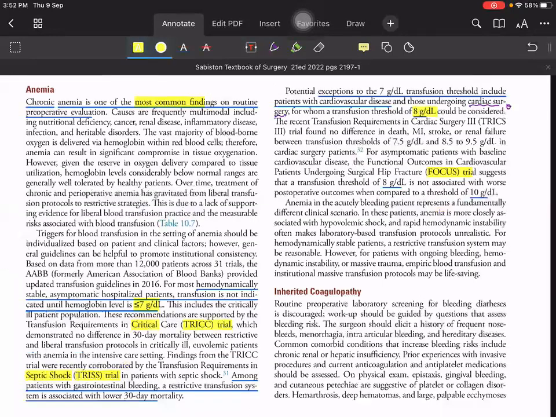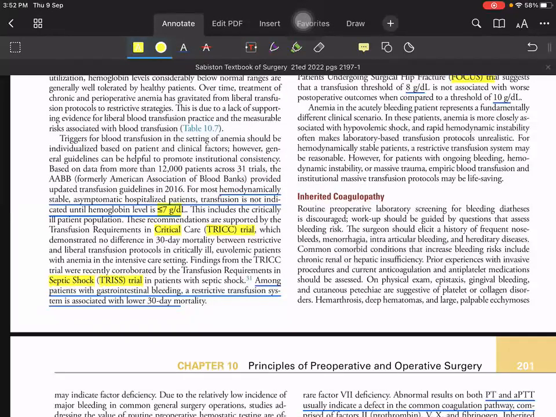So what to do with anemia? When to transfuse? You will see that now. In a hemodynamically stable, asymptomatic hospitalized patient, transfusion is not indicated until the hemoglobin level is 7. So the cutoff level is 7. If it is 7, leave it. If it is below 7, then you can give transfusion.